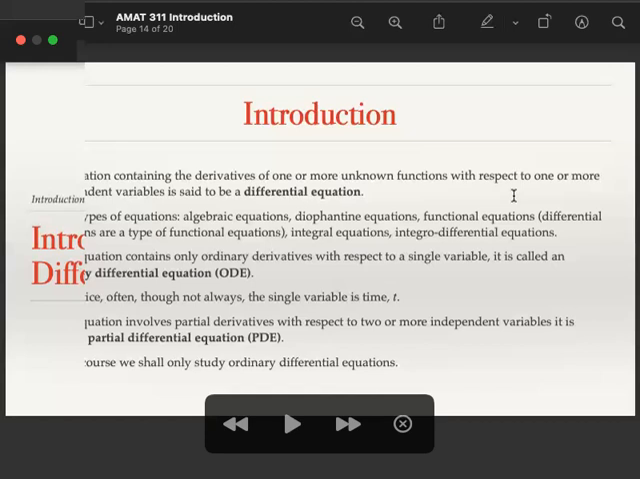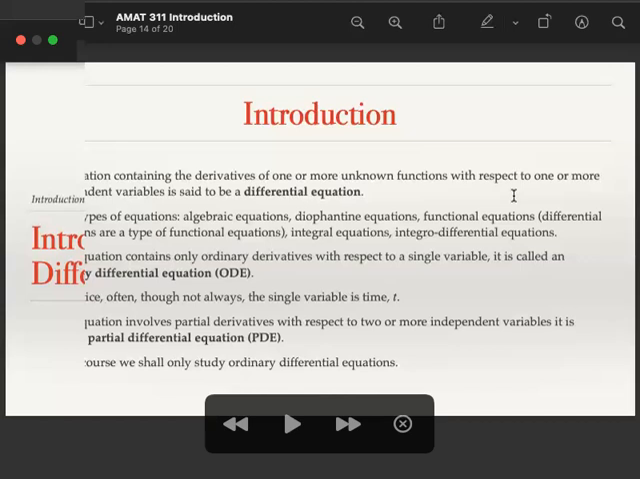Or here's another example. y double prime minus 3y prime plus 2y is equal to e to the x. So this has the second derivative of y minus 3 times the first derivative of y plus 2 times the function y itself is equal to e to the x.